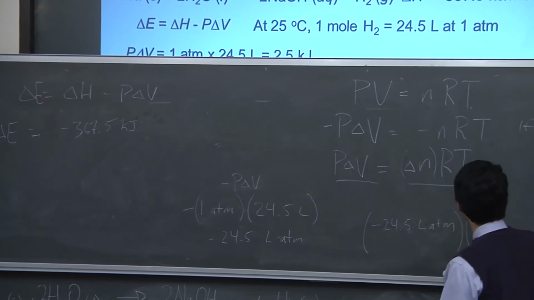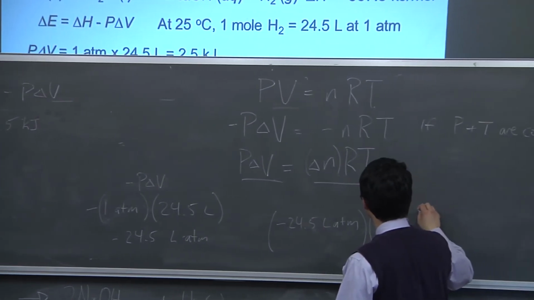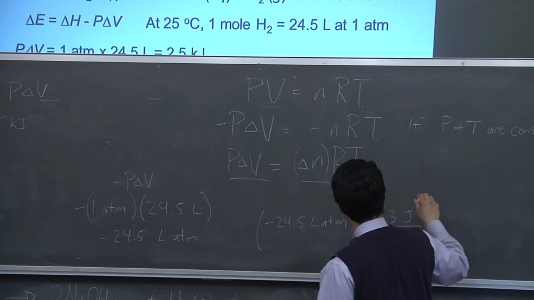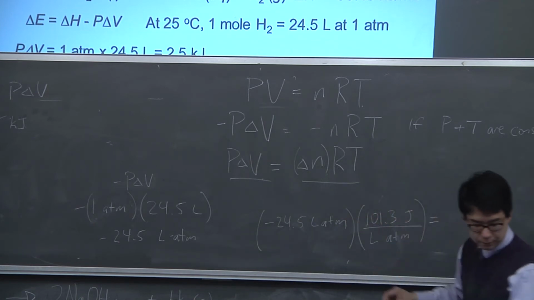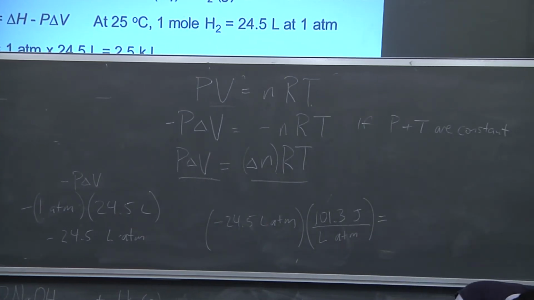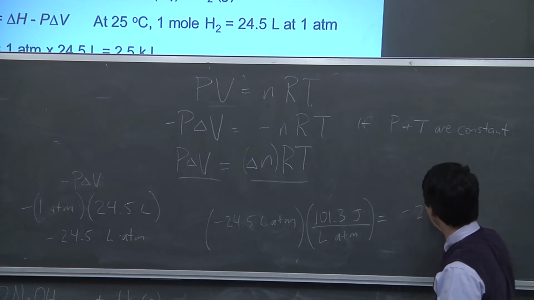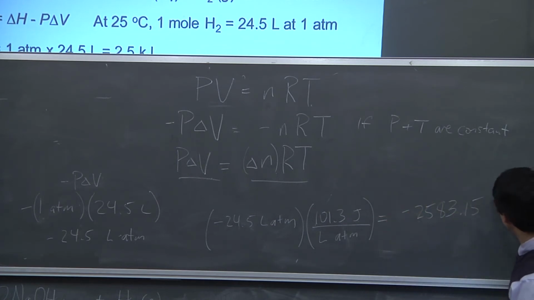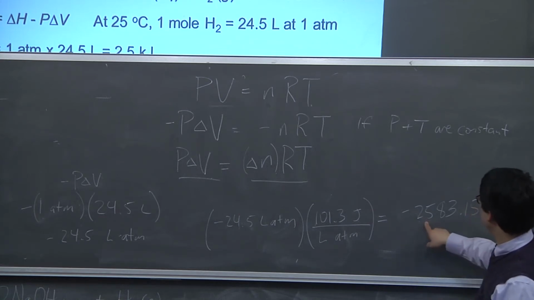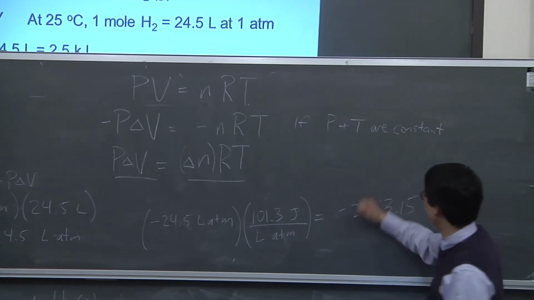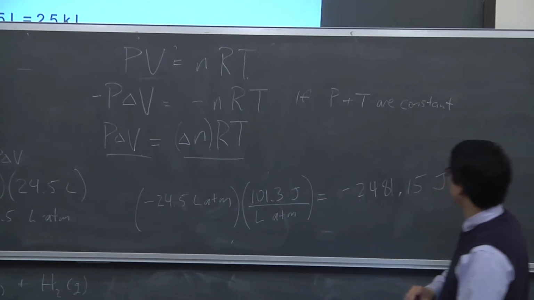So negative 24.5 liter atmospheres times 101.3 joules per liter atmosphere. And so that's going to give us negative 2481.85 joules. Right. We're still not really happy with this because we need to get to kilojoules, right?